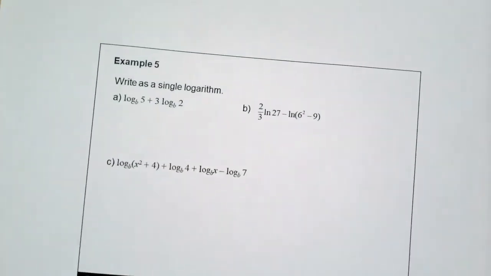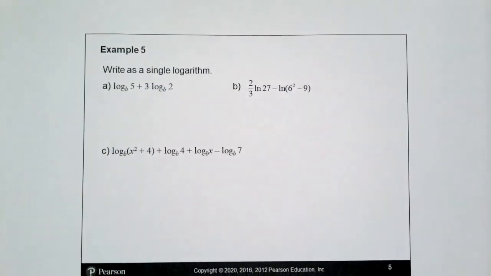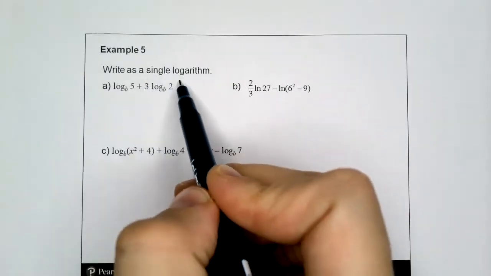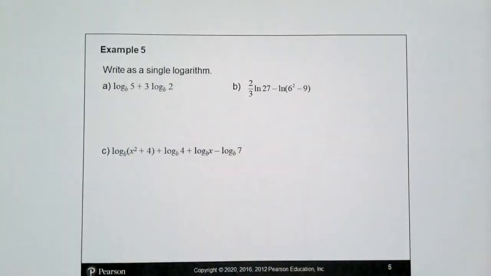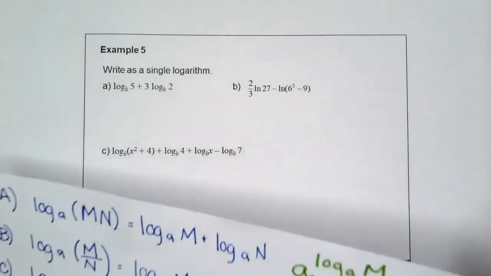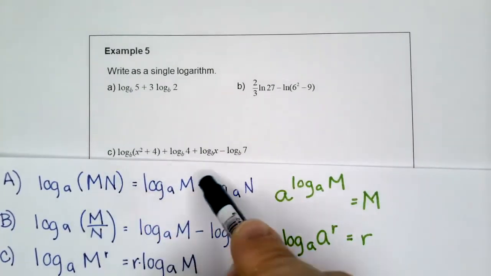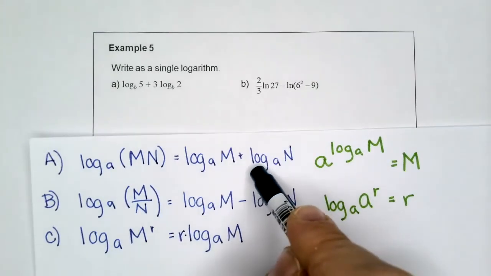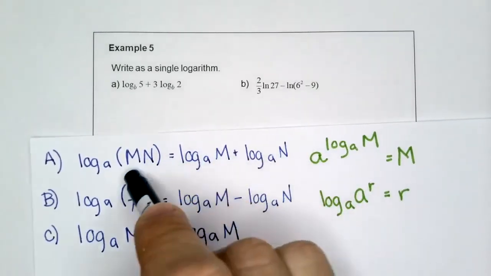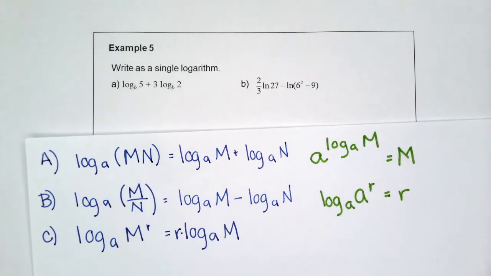And finally, we will use these properties to now go in the other direction. So before we were going from condensed to expanded. Now we're going to go from expanded to condensed and make it as condensed as possible.